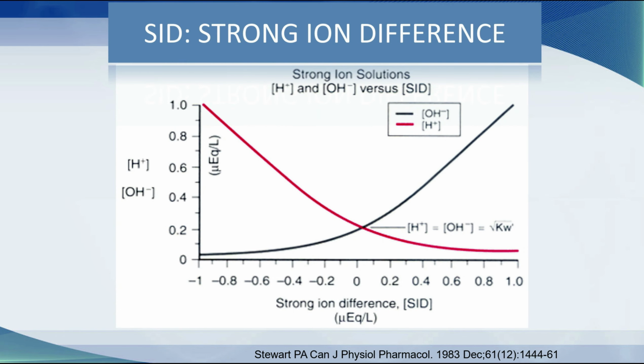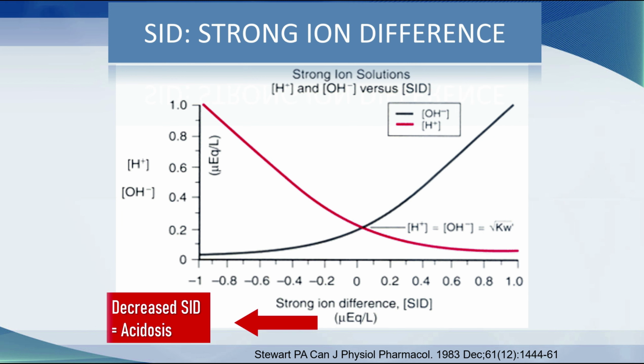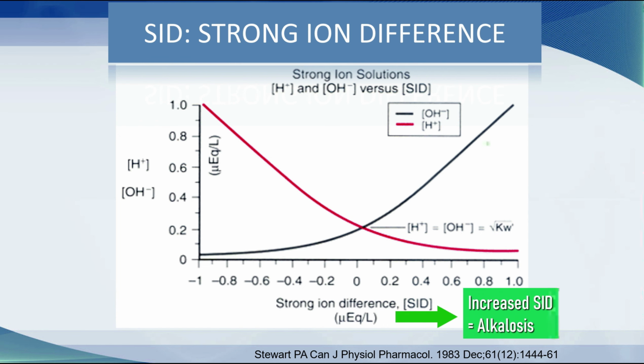To summarize the concept of the strong ion difference, let's look at this picture. What we have is the relative ratio of hydrogen to hydroxyl. As the strong ion difference reduces, the ratio of hydrogen to hydroxyl increases, and that leads to acidosis. As the strong ion difference increases, the ratio of hydroxyl to hydrogen increases, and that results in alkalosis.